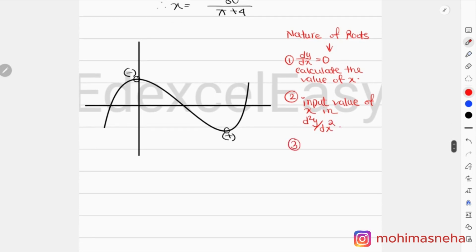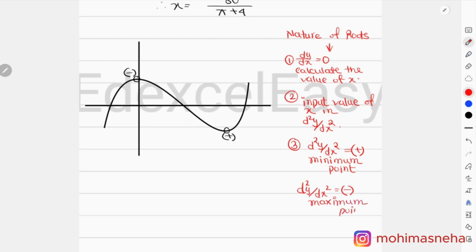If now you get the double differentiation equation positive, this is for the minimum point. And if, after inputting the value for x into the double differentiation equation, you get the double differentiation equation as negative, then this was for your maximum point.